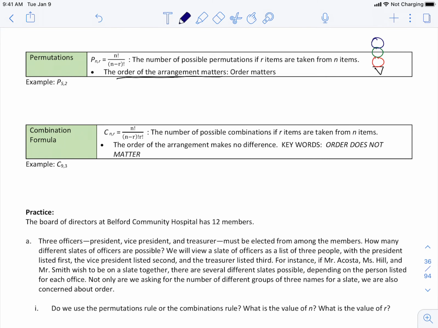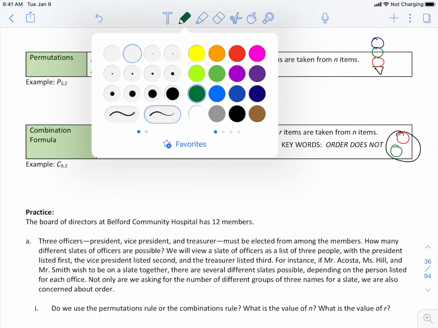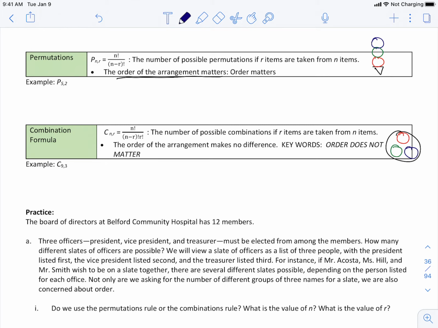A combination would be if I had a bowl of ice cream, and then here I have my red, green, and blue flavors. And again, in this case, it doesn't matter which one we eat first, right? It's in a bowl. Nothing's going to happen. None of them are going to fall on the ground. They're all there, so the order does not matter, okay?